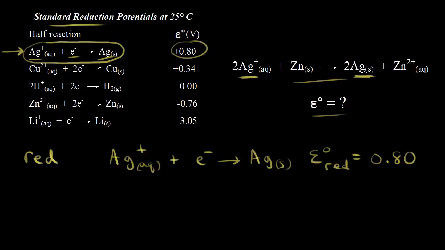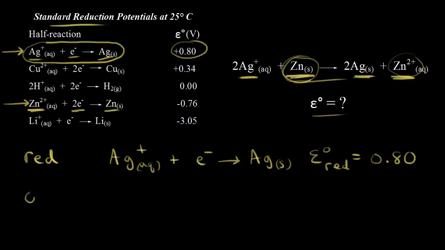Next, let's look at what else is happening. We're turning solid zinc into zinc 2 plus ions. How do you turn solid zinc into zinc 2 plus? Solid zinc would need to lose 2 electrons to turn into zinc 2 plus. Loss of electrons is oxidation. So if we go over here to this half reaction, we can see that this half reaction is written as a reduction half reaction. Zinc 2 plus is being reduced, it's gaining 2 electrons to turn into solid zinc.